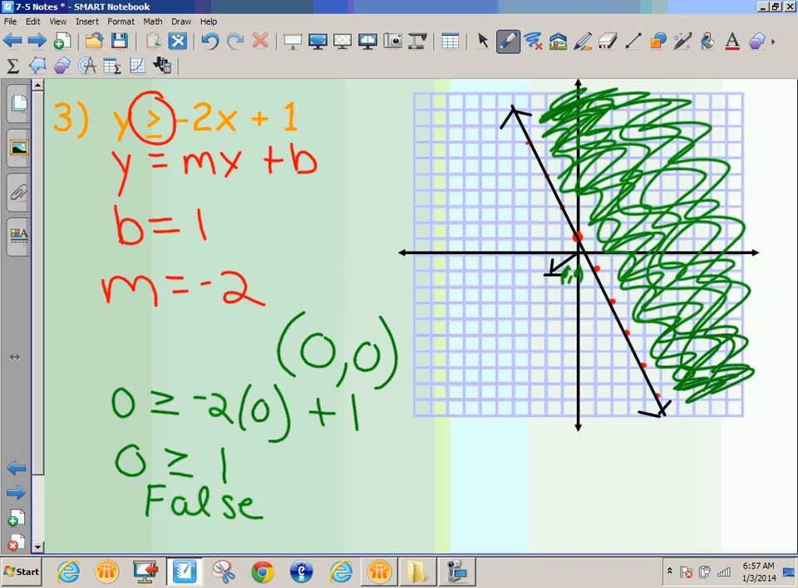So before we go on, we're going to check greater than or equal to, that means a solid line because it's equal to. That is part of the solution set, and then we used a test point to check to see which side of the line to shade on.